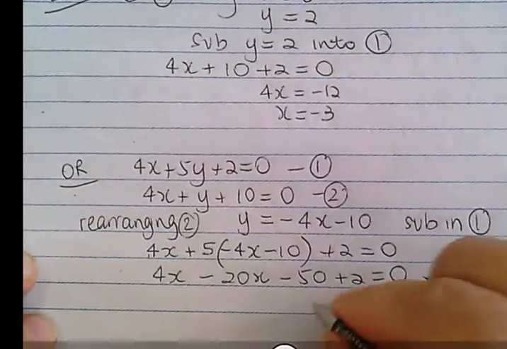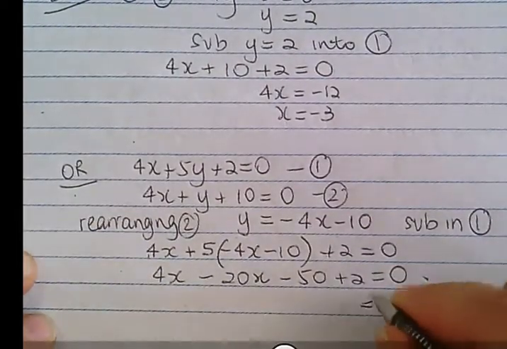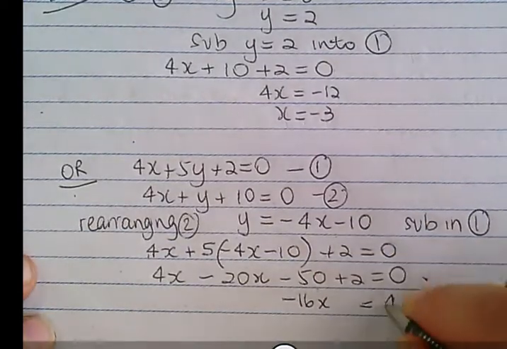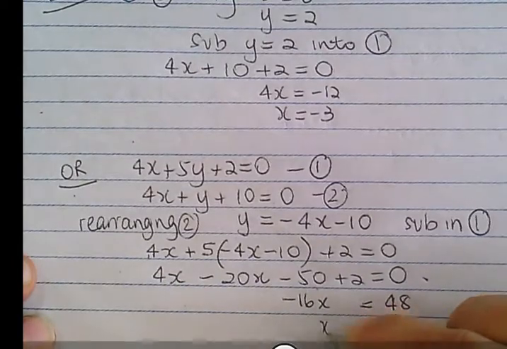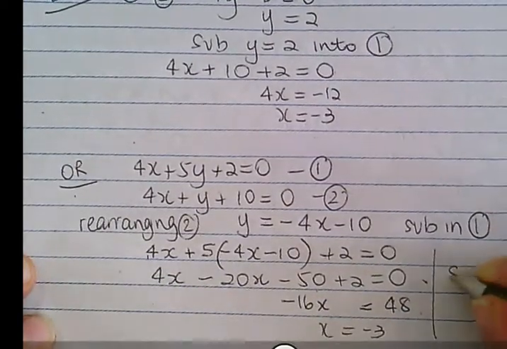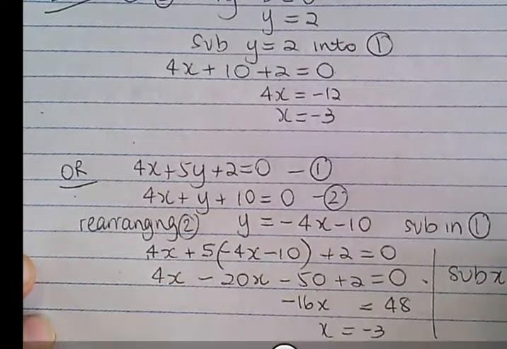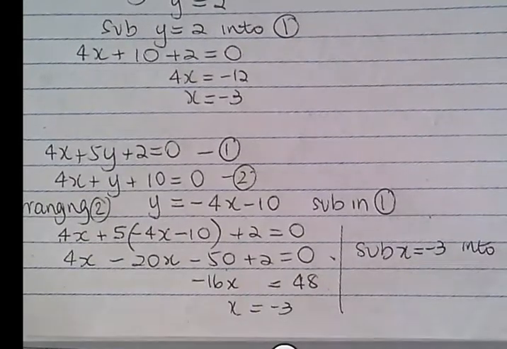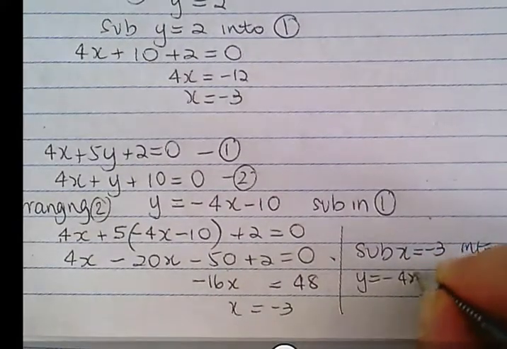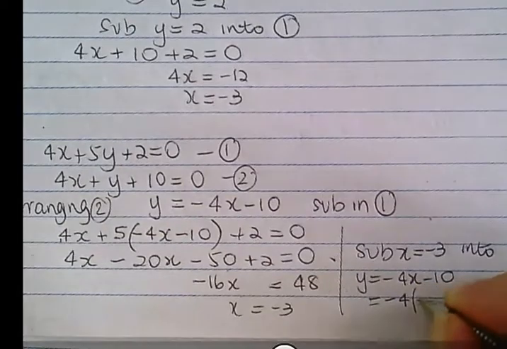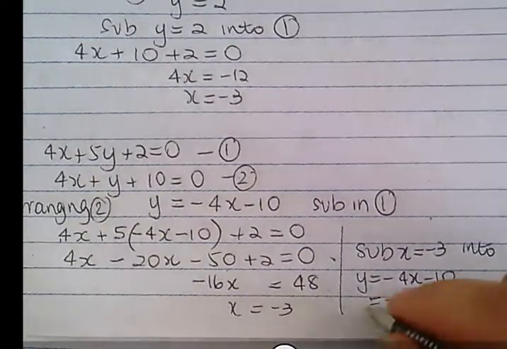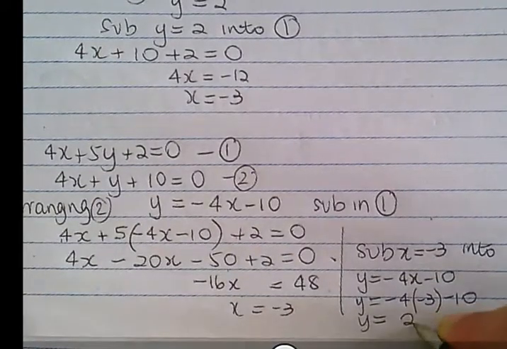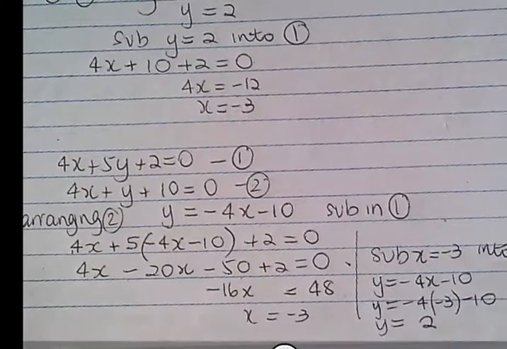4x, what? Minus 20x minus 50 plus 2 is 0. This is a pain, isn't it? I'm going to put the x's on the other side. Minus negative 16x is what? 48. X is negative 3. And then you would sub x is negative 3 into y equals negative 4x minus 10. And you get negative 4 times negative 3 minus 10, and you would get that y is 2. So x is negative 3, y is 2.